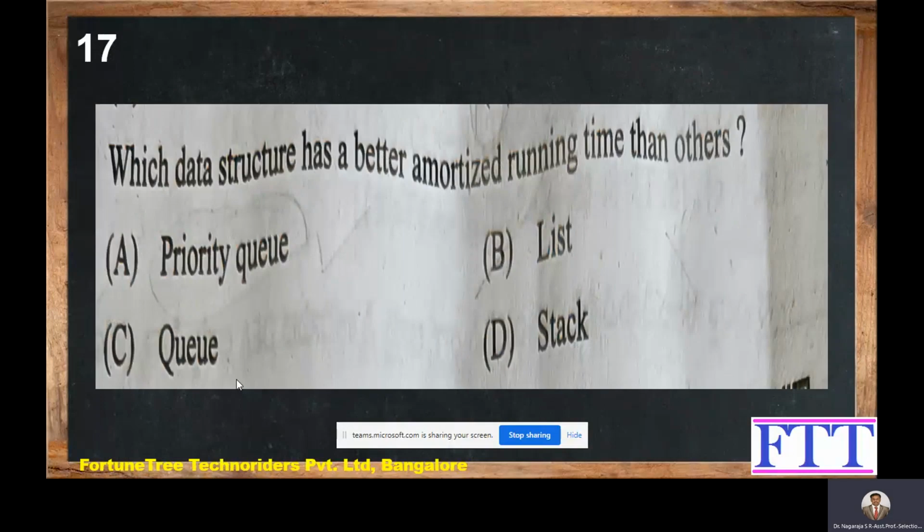Which data structure has a better amortized runtime than others? Option A priority queue, option B list, option C queue, option D stacks. The right answer is priority queue. Okay, option A is the right answer. So we'll move to the 18th one.